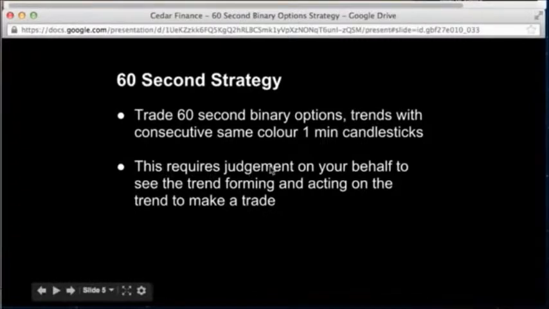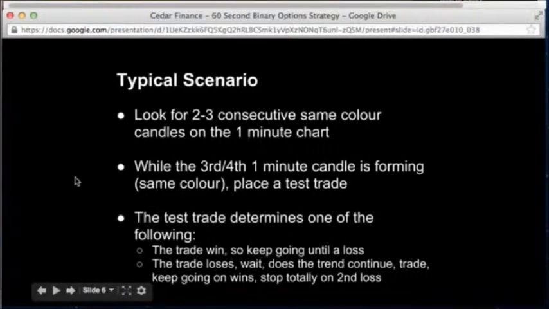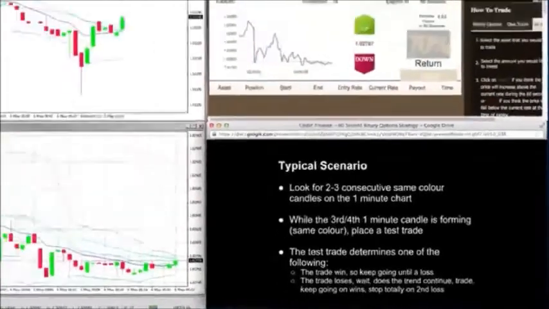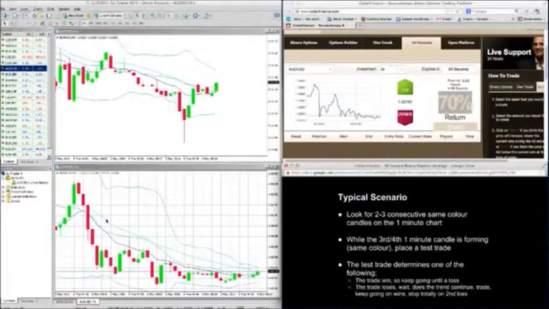This strategy requires judgment on your behalf to see the trend forming and act on the trend to make the trade. So a typical scenario is to look for 2 to 3 consecutive same color candles on the 1 minute chart. While the 3rd or 4th 1 minute candle is forming, place a test trade. The test trade determines one of the following to see if the trade wins. If the trade wins, you keep going until you get a loss. So you might be able to get 2 or 3 trades in before you get a loss. So you would have won 75%, which means you're going to win more than you've lost.